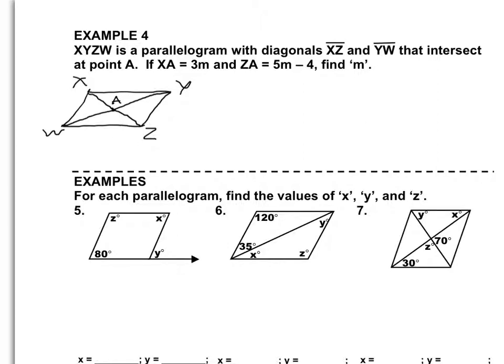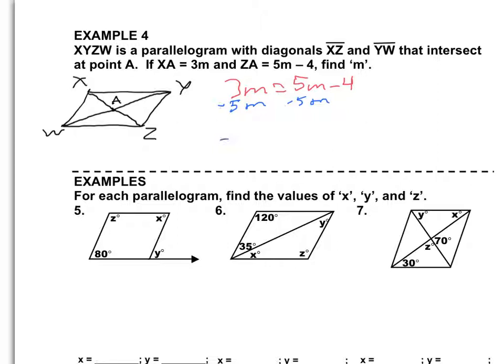So couldn't I say 3m equals 5m minus 4? Isn't that allowed? Because it says that the diagonals bisect each other, cuts them in half, so the two parts are congruent. So we start solving this problem by subtracting our 5m. Now I normally tell you guys to move your smaller term, but in the interest of doing less work, let's just subtract our 5m, since there's only m on this left side.